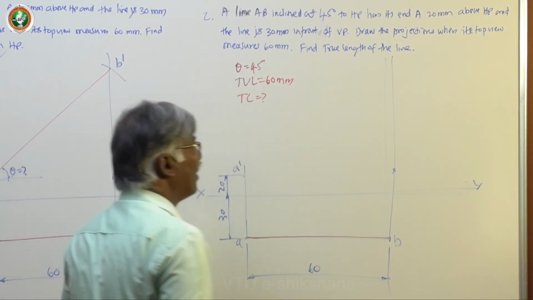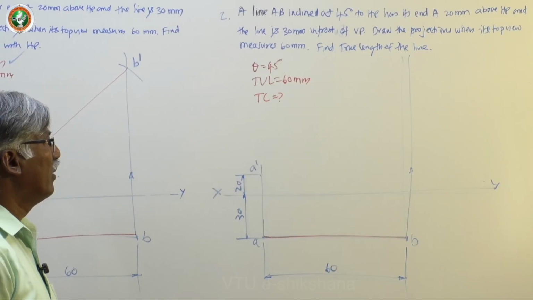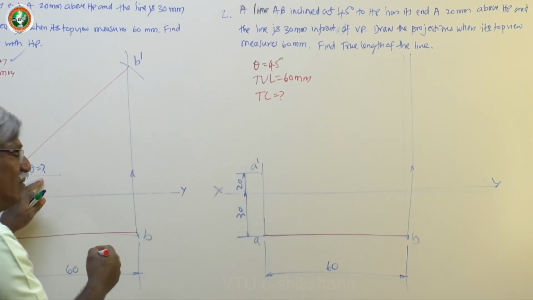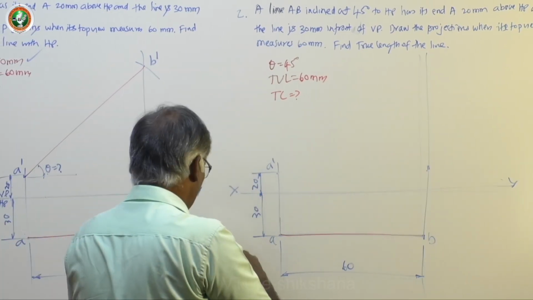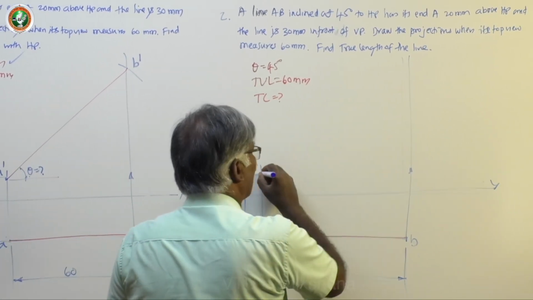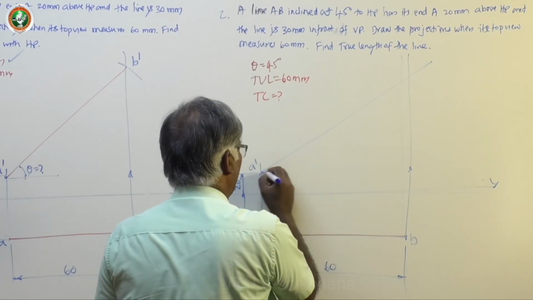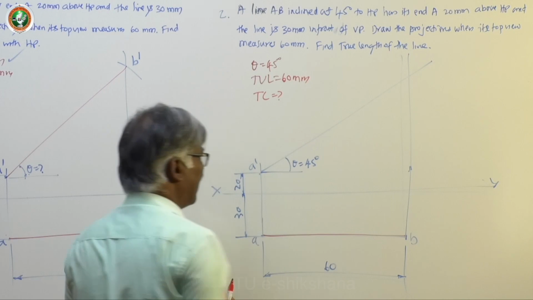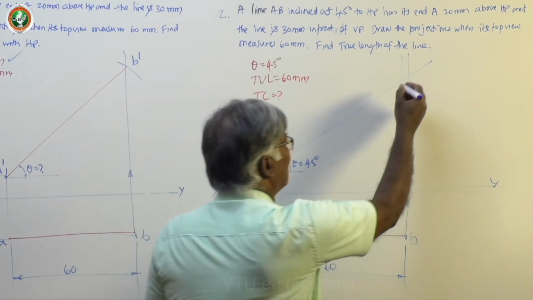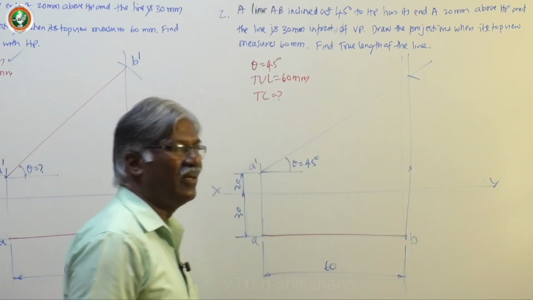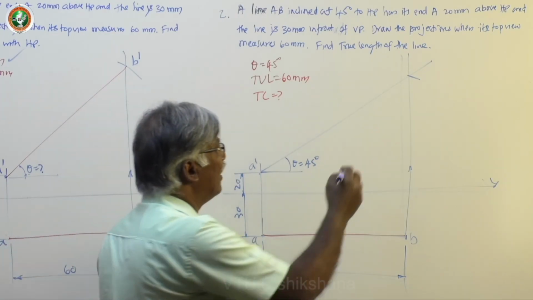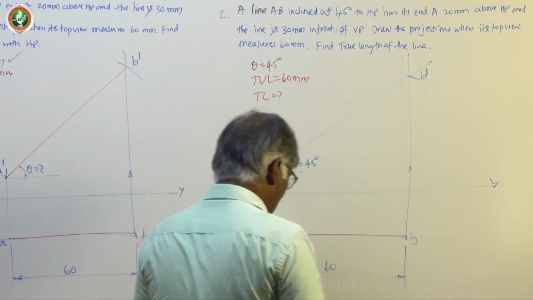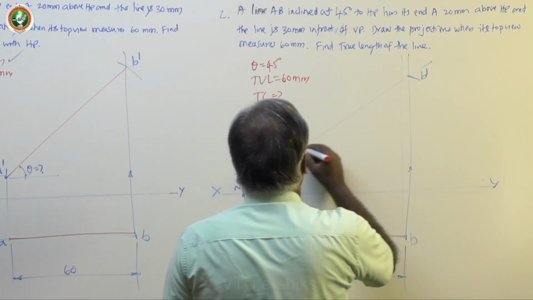This is a very fundamental thing. Instead of true length, he has given the angle. Now here theta is given, we don't know the true length, but that angle you mark, draw a line with an inclination of 45 degrees. Definitely it intersects the vertical projector of B at B dash. Now the front view is this.